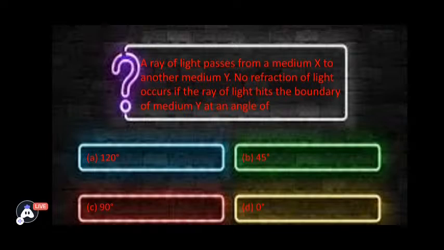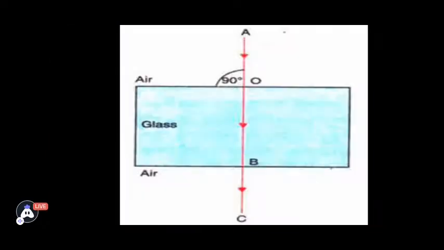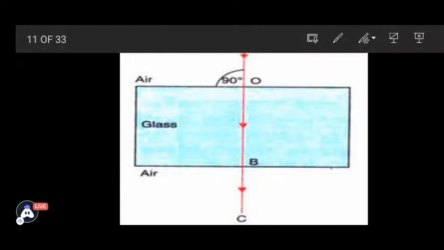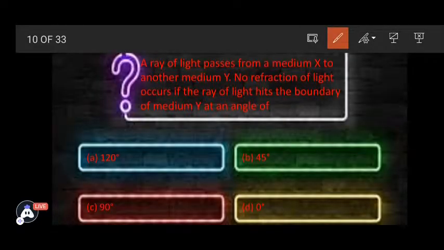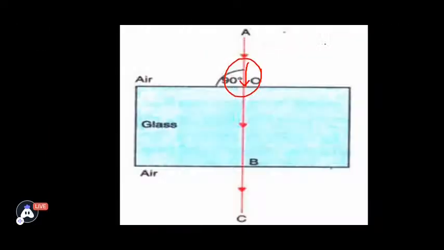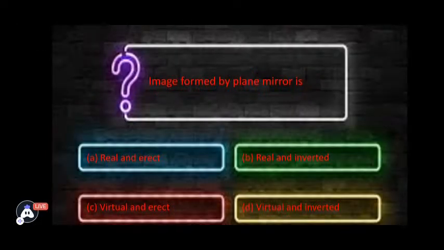Okay, great. Yes. Now look upon this particular diagram. You all have answered correctly. Great. When a ray of light is incident at 90 degree, जब एक ray of light 90 degree पर strike करती है तो वो straight pass होती है without any deviation. So no refraction occurs when the ray of light hits at 90 degree. Perfectly answered. Very good. Moving ahead to the next one.